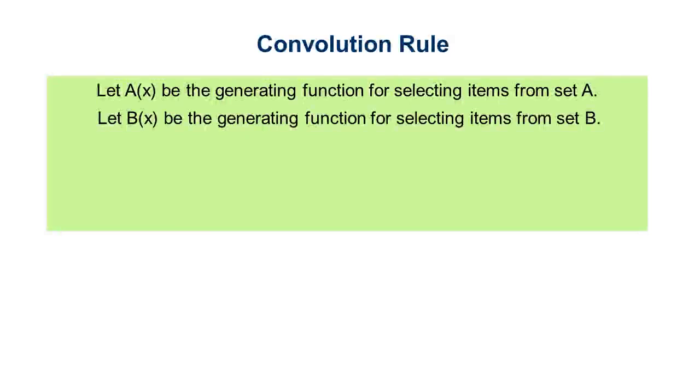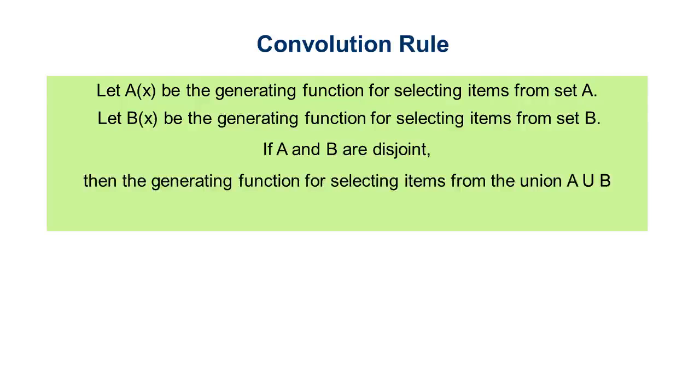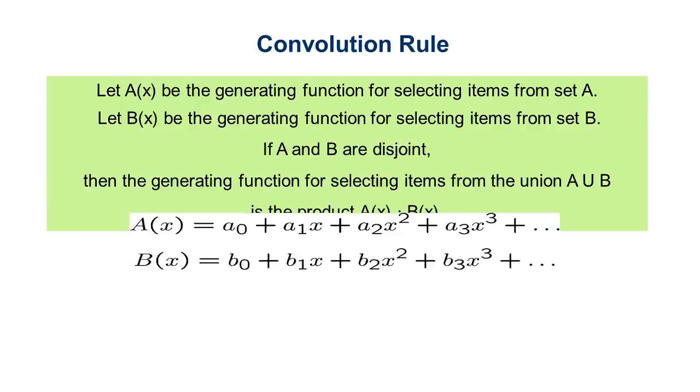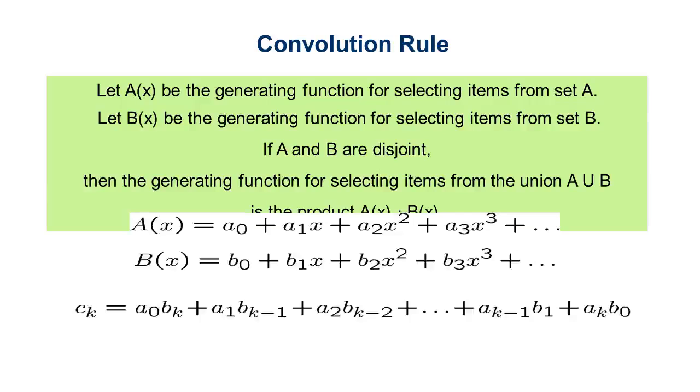Let us now look at the convolution rule. Let A(x) be the generating function for selecting items from set A, and B(x) the generating function for selecting items from set B. If A and B are disjoint, then the generating function for selecting items from the union A union B is the product of A(x) and B(x). It becomes c_k, as we derived in the last slides. c_k is the coefficient of x to the power k, expressed as follows in this expression.